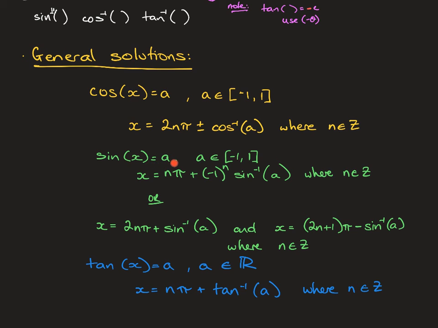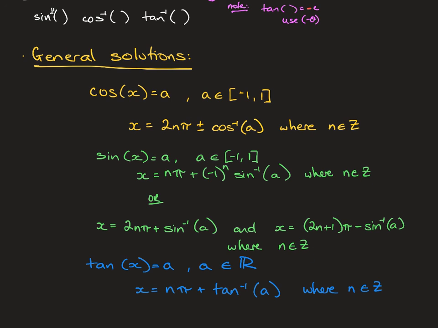For sine of x equal to some value a, that a value has to be between minus 1 and 1. There are two forms of the solution. There's this shorter one, and there's a longer one as well. And you can see in both of these I've replaced theta with that inverse function as well. And again, I've got n is an element of Z for both of them.